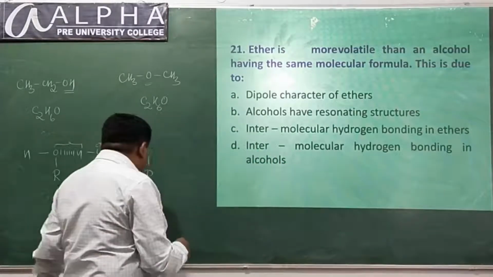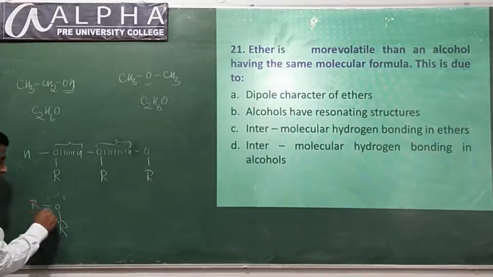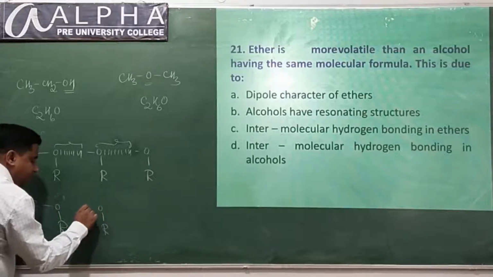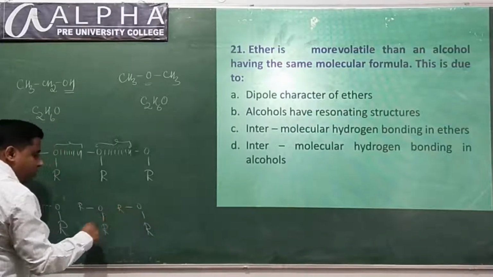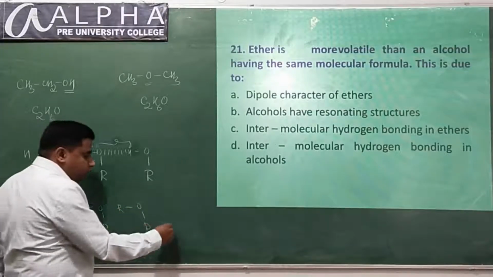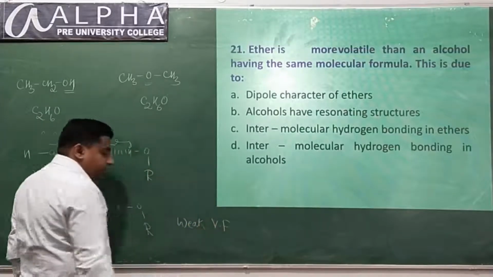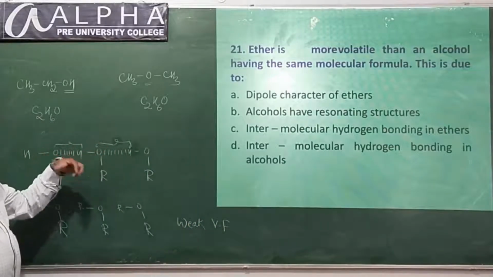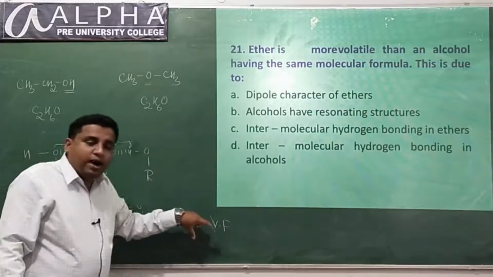Whereas in the case of ethers, there is no hydrogen bonding at all. The only force of attraction is weak van der Waals force. Alcohols have strong hydrogen bonding, whereas ethers have weak van der Waals force.